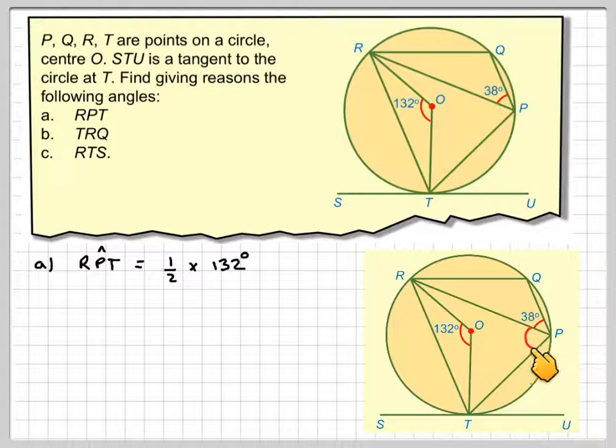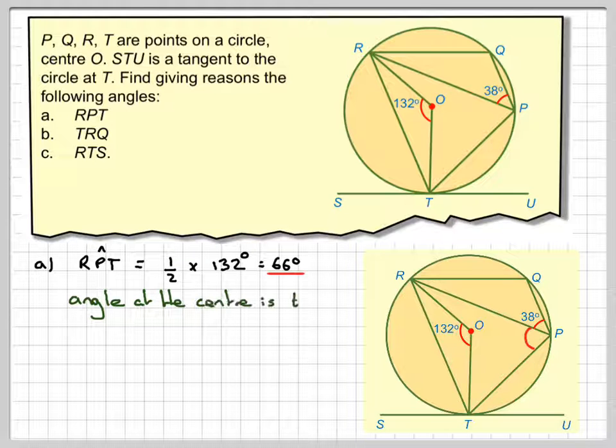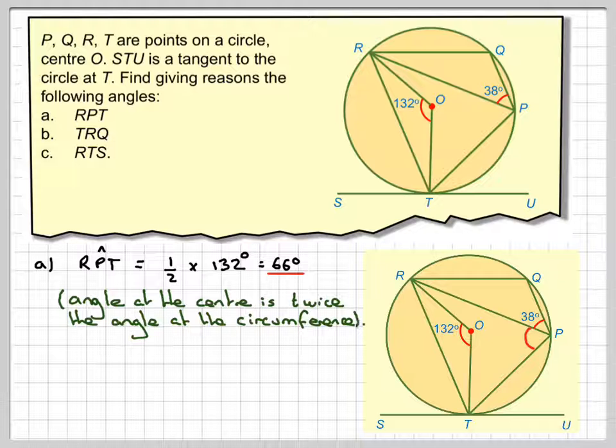Okay, so that's going to be half of what this angle here is at the centre. So half of 132 is 66. The reason is that the angle at the centre is twice the angle at the circumference, or words to that effect. Now we've got to find angle TRQ.